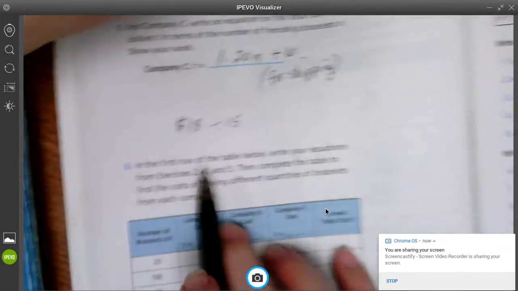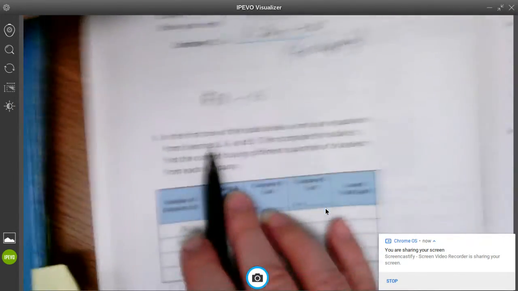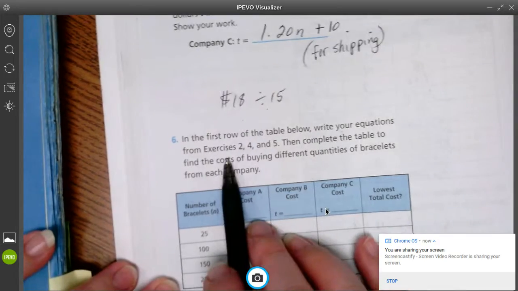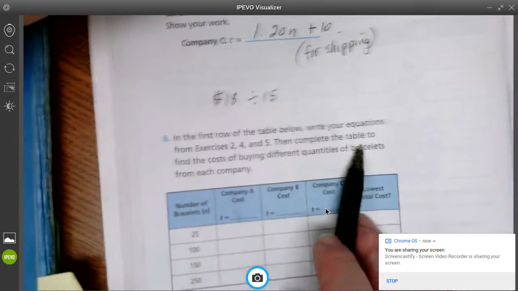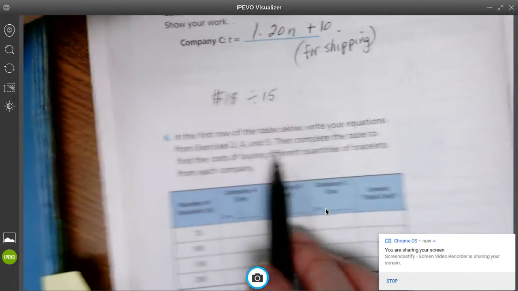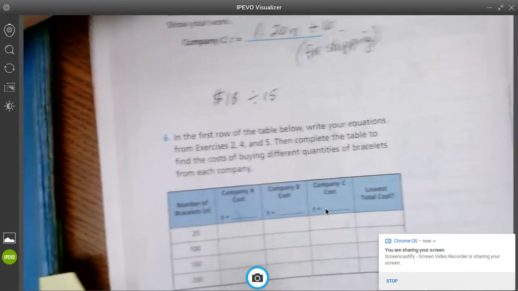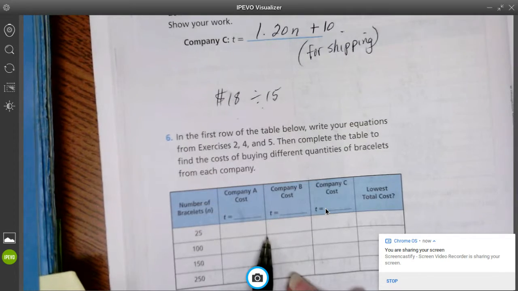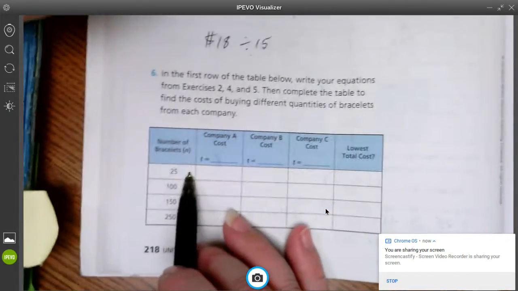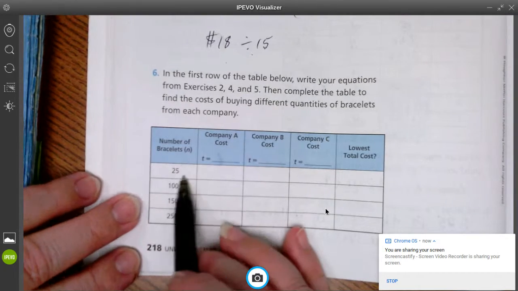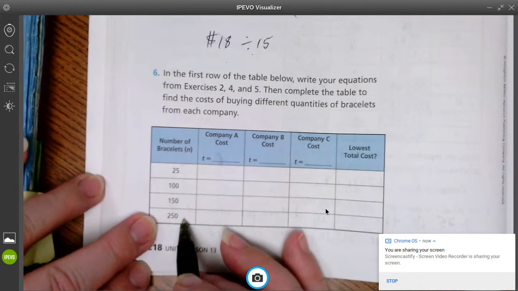Let's take a look at the table on the bottom. In the first row of the table, write your equations from exercises 2, 4, and 5. So what we just did up above. Then complete the table to find the costs of buying the different quantities of bracelets. So here's where we're actually going to show some amounts. The number of bracelets here for 25, 100, 150, or 250.